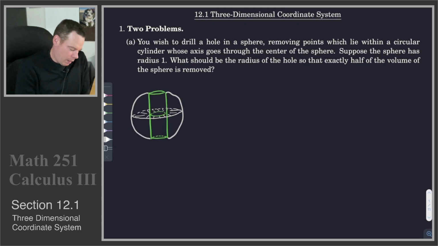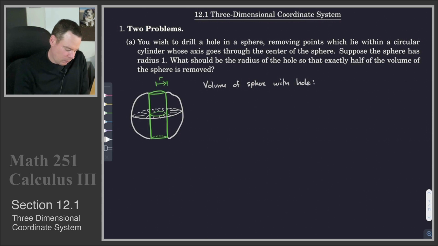We'd like to know, how big does this radius have to be? So we'll call this radius little r. How big does the radius of the hole have to be in order to carve out exactly half of the volume of the original sphere? So that means we should work out what the volume of a sphere with a hole of radius r is. So let's try to figure that out. Volume of sphere with the hole.